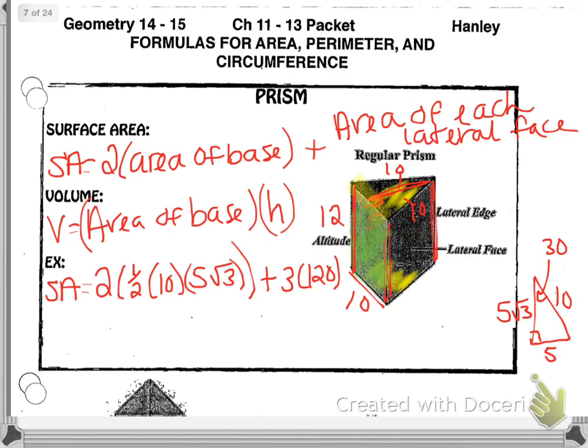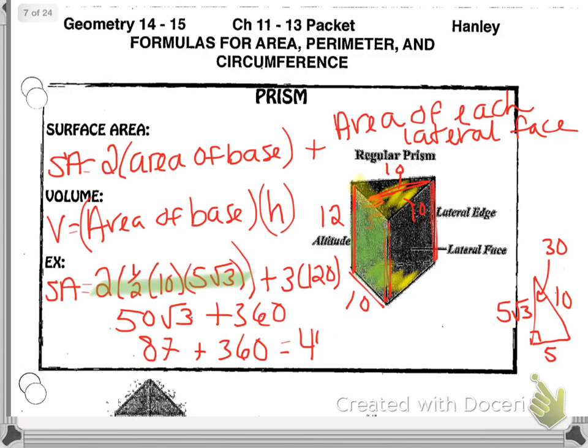Well, if I combine all of these values, 2 times 1/2 is just 1, and then 10 times 5 radical 3 is 50 radical 3, which is about 87 if we want to do it out, and then we're adding to that 360. So we get 87 plus 360, and that should be equal to 447 units squared. Now again, remember we're talking surface area, so everything is squared, okay?